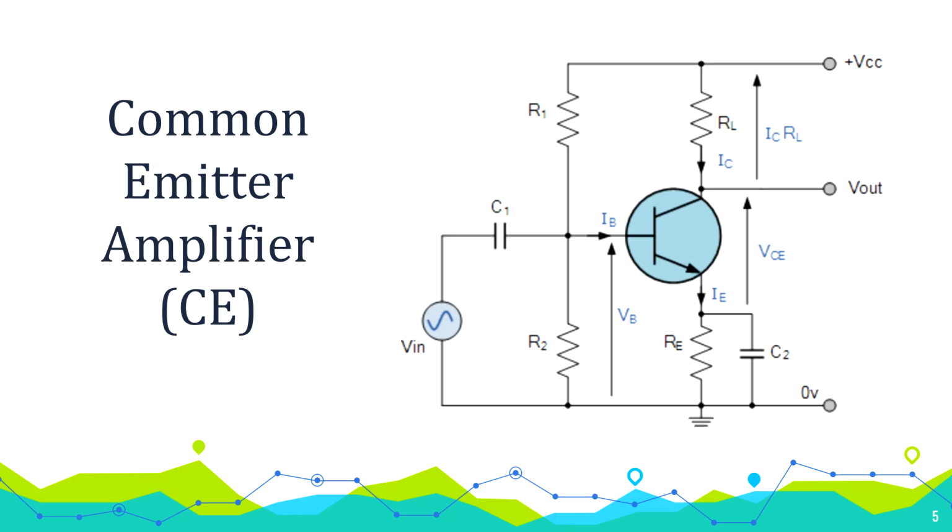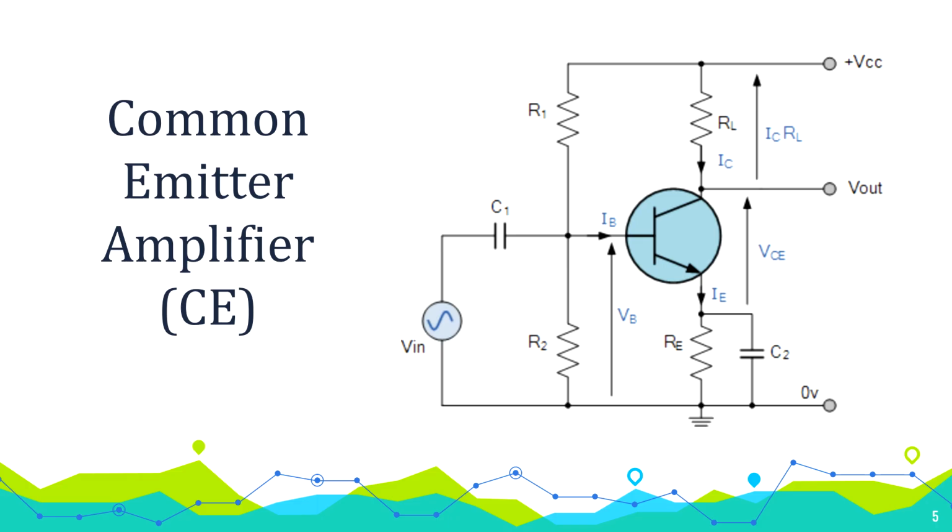We will study the common emitter, called the CE amplifier, which is the most commonly used amplifier. In the circuit given below, input is applied at the base terminal. We can see Vin is given to the base terminal and the current IB starts flowing through it. Output is taken from the collector and the common terminal between input and output is the emitter. That is why it is called the common emitter configuration.